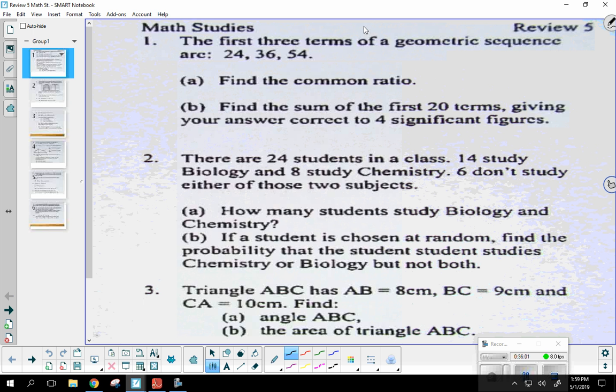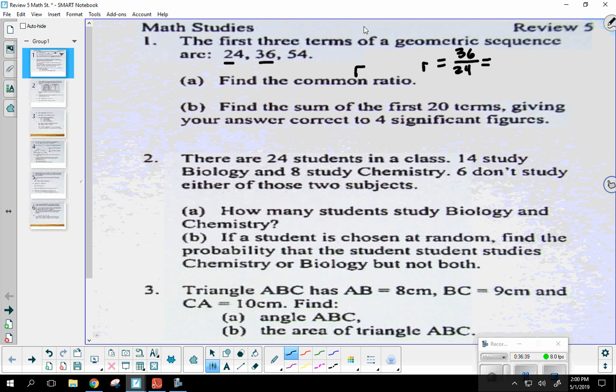Number 1, the first 3 terms of a geometric sequence are 24, 36, 54. Find the common ratio. Now, what variable did we use for the common ratio? Remember, that was R. How do I find that? If multiplication is what generates your sequence, then division is what helps you find it. I should be able to take a pair of consecutive terms and divide them. So R should equal 36/24, which would be what?